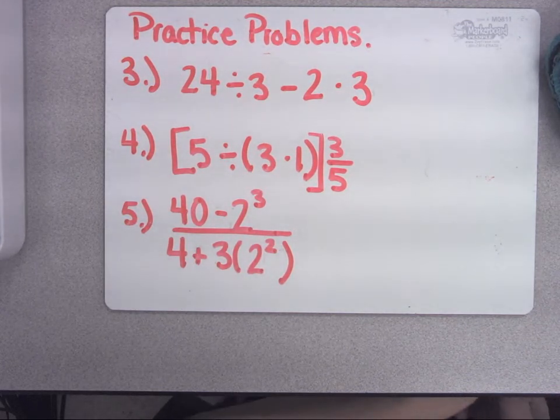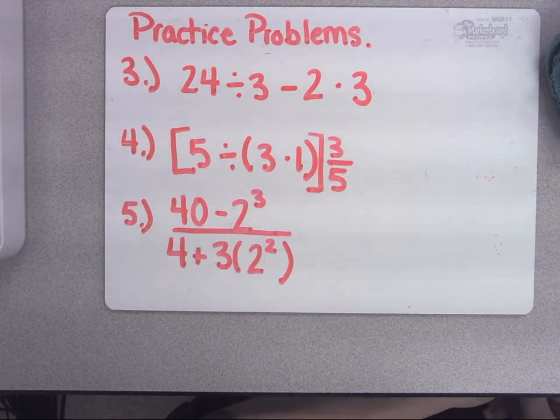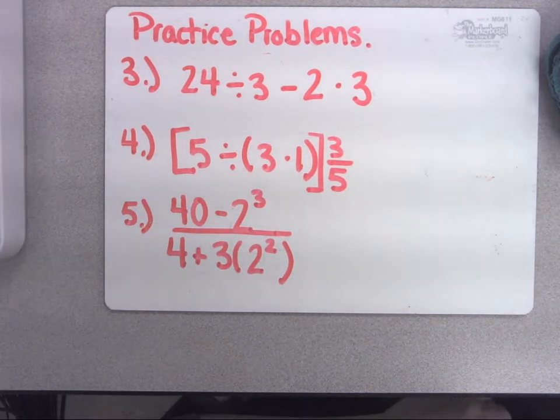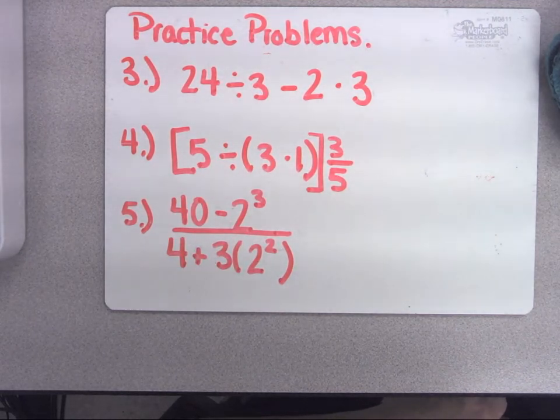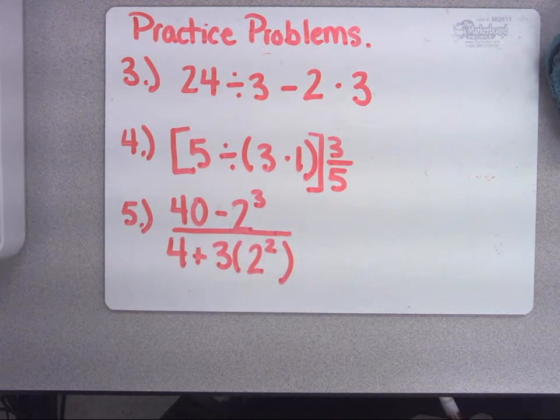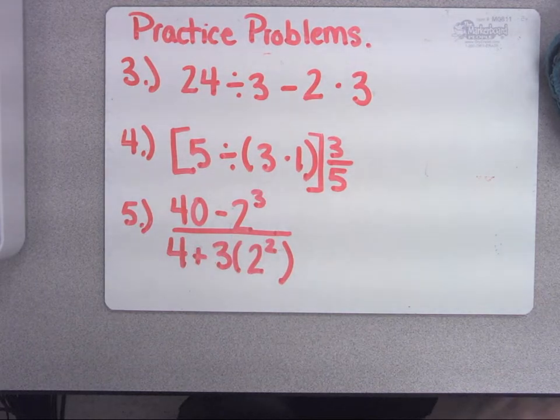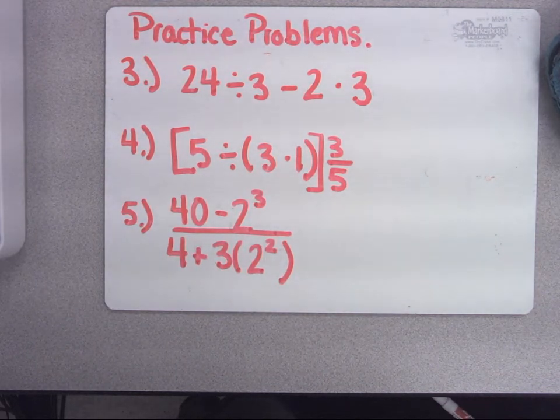On the top, you got 40, subtract 2 to the 3rd power. On the bottom, in the denominator, you have 4 plus 3 times, in parentheses, 2 to the 2nd power. Make sure you're paying attention. All of them are actually single-digit answers. Okay? I'm going to pause it and let you write it and try them. I'm going to write my answers.